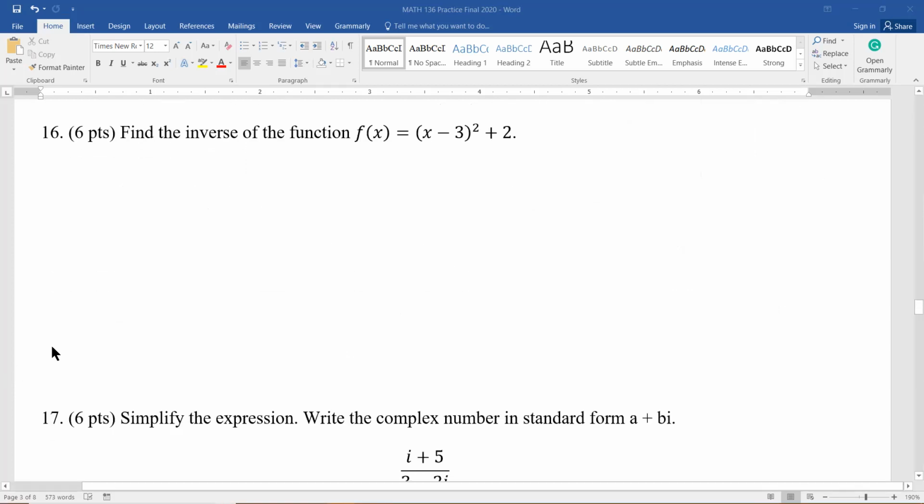Question 16, we're going to find the inverse of the function f of x equals, in parentheses, x minus 3 squared plus 2. First step to find the inverse, you're going to take f of x out and replace it with y. Second step, we're going to invert or flip x and y, so we're going to have x equals y minus 3 squared plus 2.